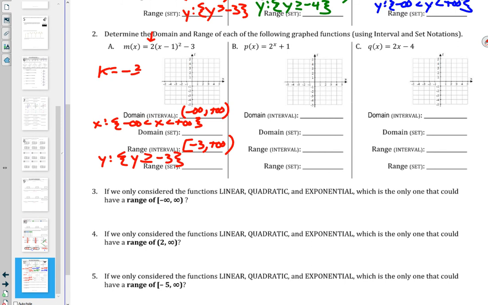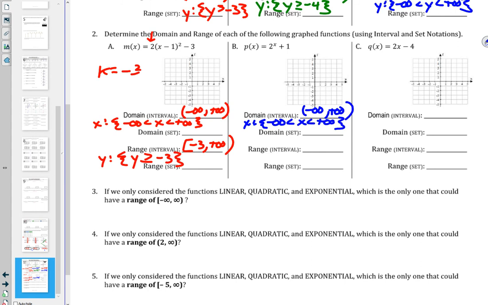How about B? What is B? What type of function is B? Exponential. What is the domain of any exponential function? Yeah, all real numbers, so negative infinity to positive infinity in interval notation. In set notation, x such that negative infinity is less than x is less than positive infinity. What does the range of an exponential function depend on?